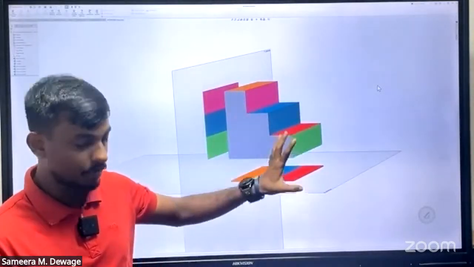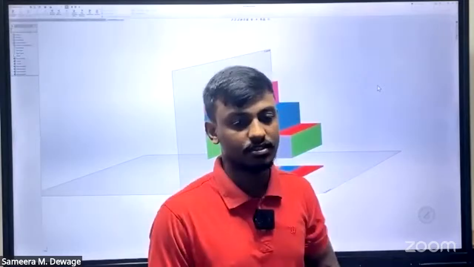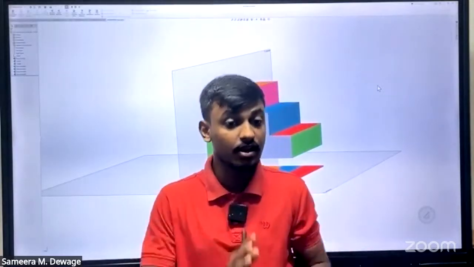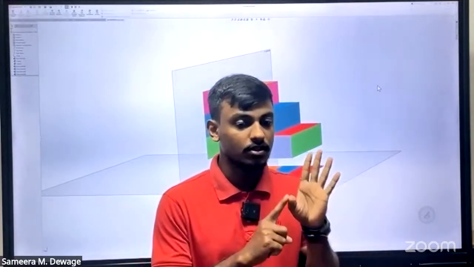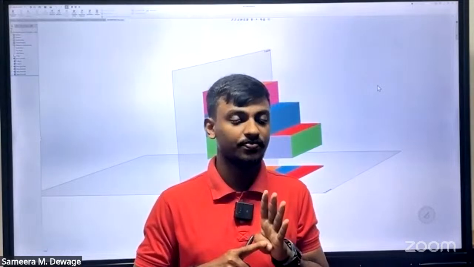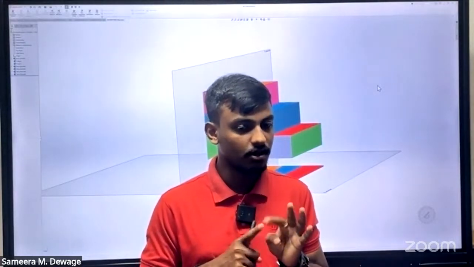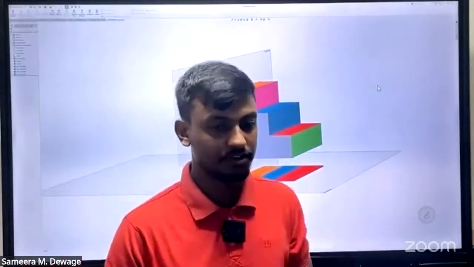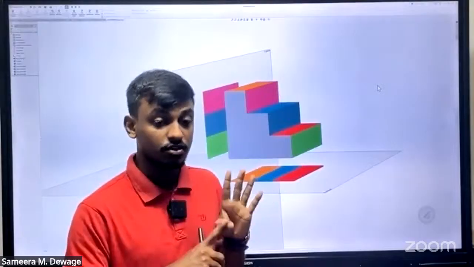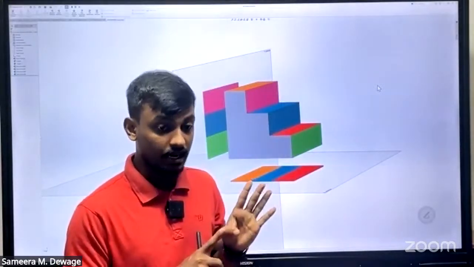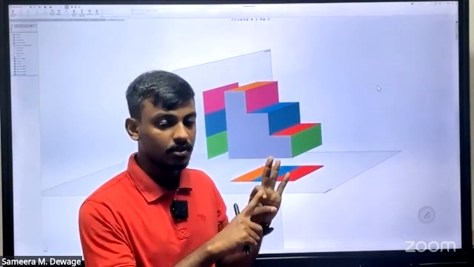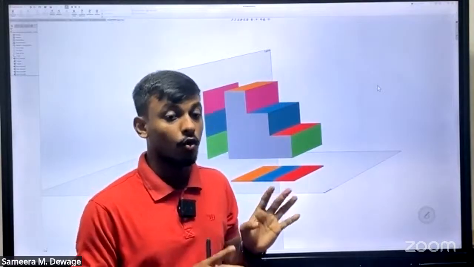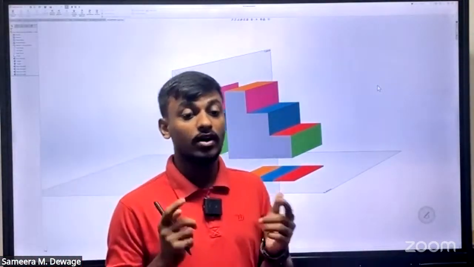So this is orthographic projection. Students, we can classify orthographic projection into two types. The first one is first angle projection. The second one is third angle projection. So what is first angle projection? What is third angle projection?